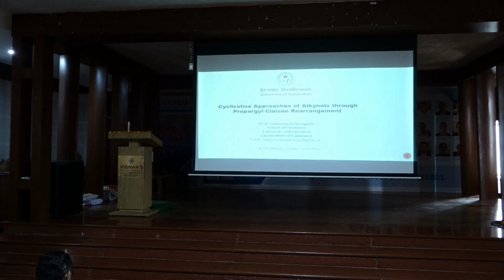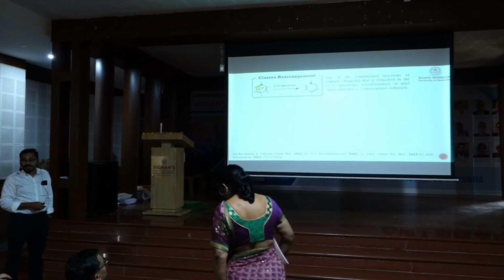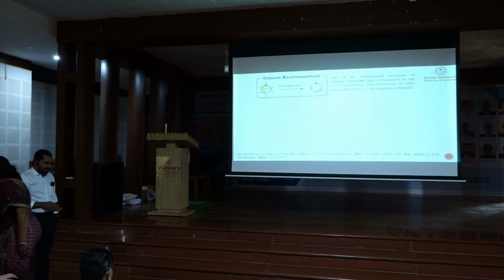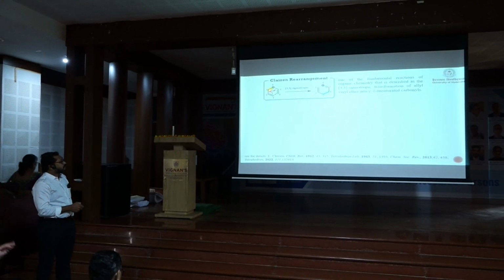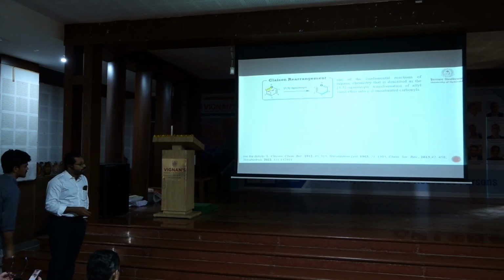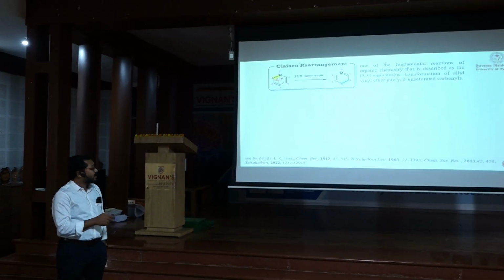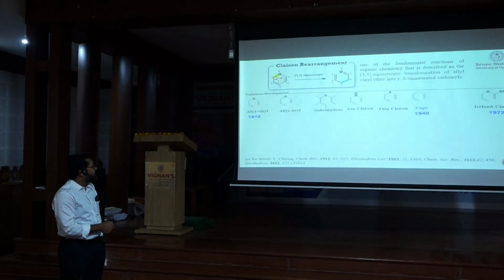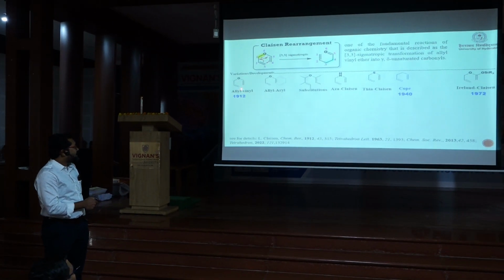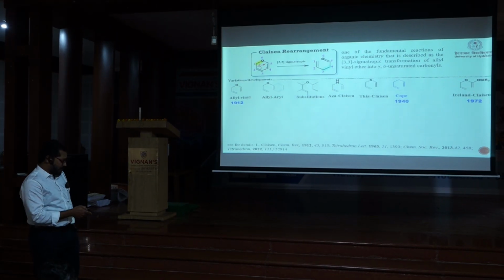In the next 20-25 minutes I will be showing you our research endeavors towards propargyl-Claisen rearrangement. We know that Claisen rearrangement is one of the fundamental carbon-carbon bond forming organic reactions where allyl vinyl ethers undergo 3,3 sigmatropic rearrangement to give you gamma,delta-unsaturated carbonyl compounds. The first report on the Claisen rearrangement was published in 1912 by Claisen himself, and in the next 112 years a lot of improvements and developments have been reported.